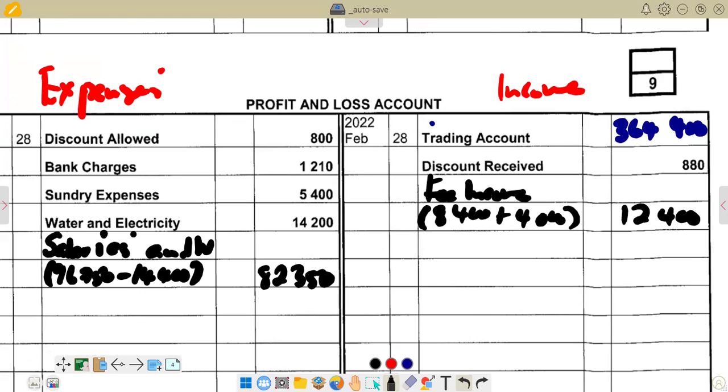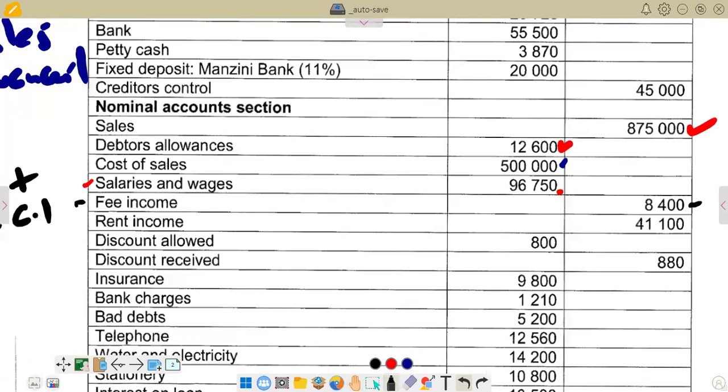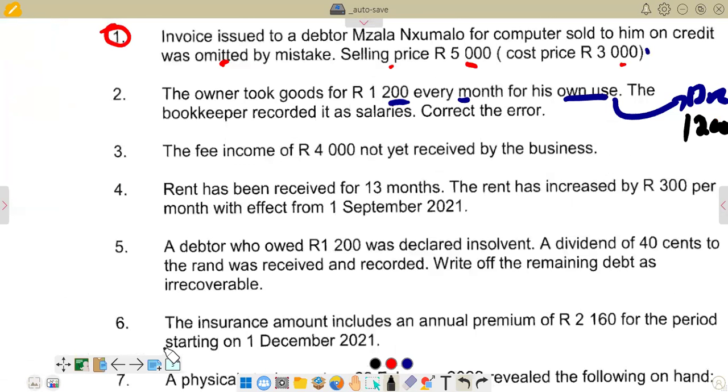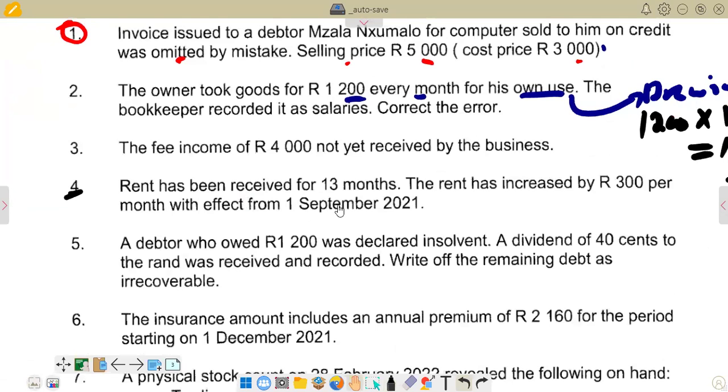So we go back to the list of balances again to check the next one. We have got rent income as the next one, which is an income again, supposed to come on the credit side. On rent income, we have got a figure of 41,100. So we go to the additional information to check if we have got anything that is affecting rent income. Obviously, we are seeing that on 4, there's something. It's saying rent has been received for 13 months. The rent was increased by 300 per month with effect from 1 September 2021.